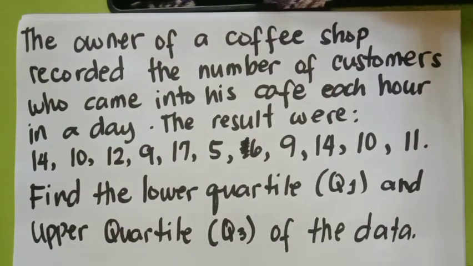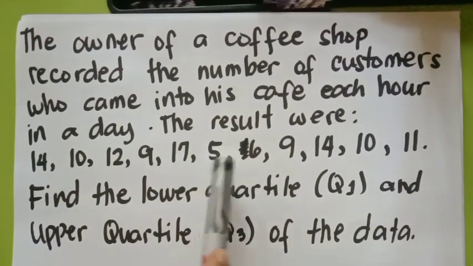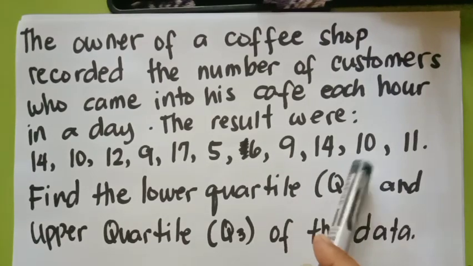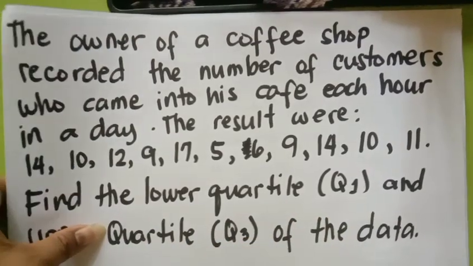So, yung may-ari daw ng isang coffee shop, nire-record niya yung bilang ng pumapasok na customer sa kanyang cafe sa bawat oras sa loob ng isang araw. So, ito yung nire-record niya na bilang ng mga customers bawat oras: 14, 10, 12, 9, 17, 5, 6, 9, 14, 10, 11. Find the lower quartile or Q1 and the upper quartile or Q3 of the data. Okay, so sagutan natin siya.